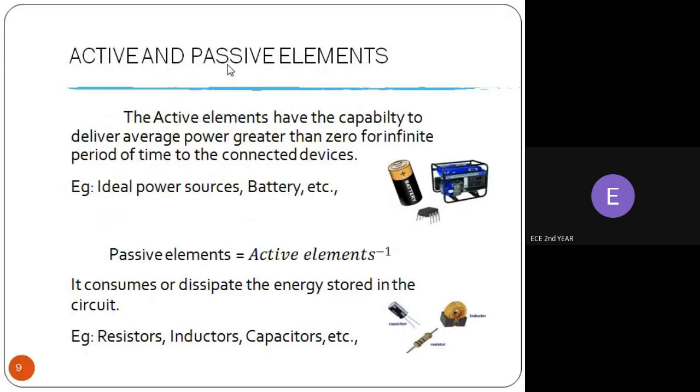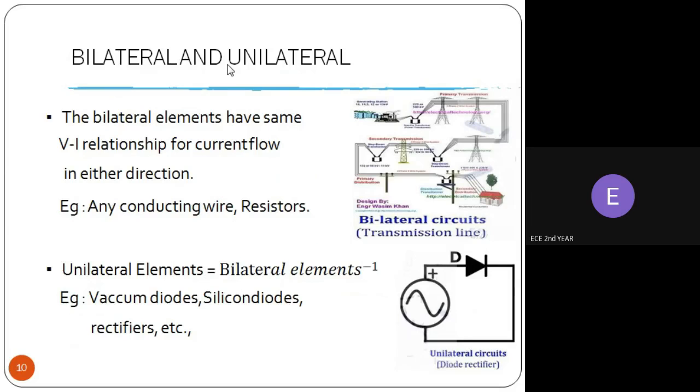Active elements have the capability to deliver average power greater than zero for an infinite period of time to the connected devices. Examples are the ideal power sources like battery, voltage sources and so on. And passive elements consume or dissipate the energy stored in the circuit. Examples: resistors, capacitors, inductors are the passive elements.